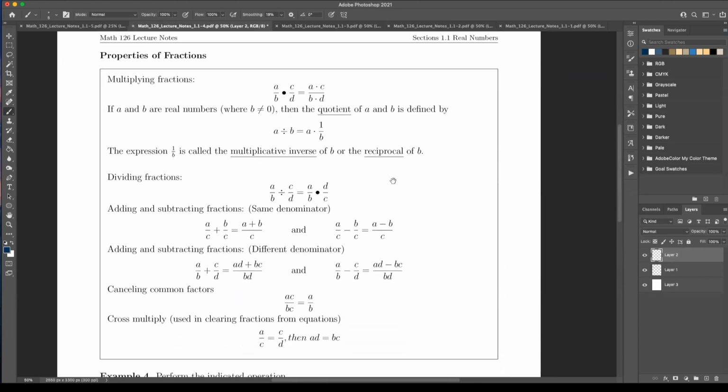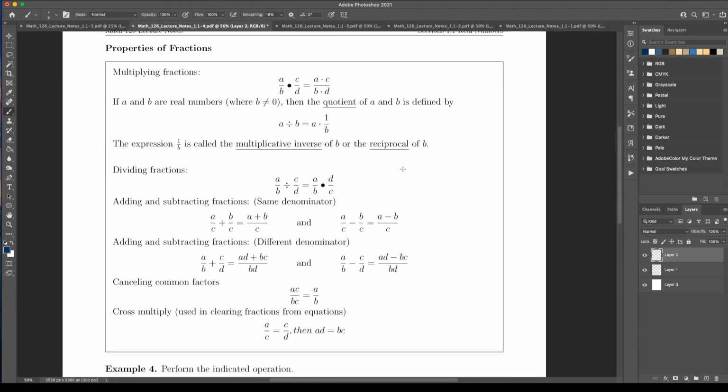All right, here's everyone's favorite thing, properties of fractions. I find this tends to be awful. So multiplying fractions, you just multiply across. So a over b times c over d is a times c over b times d. As long as a and b are real numbers, you can do this.